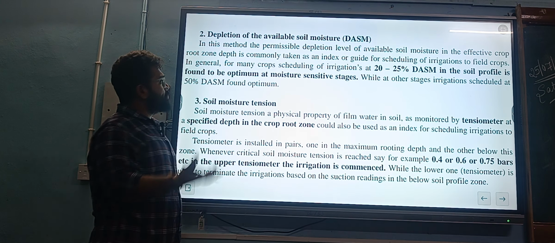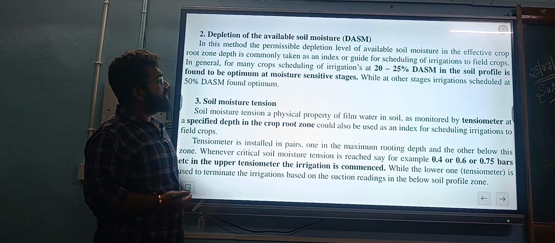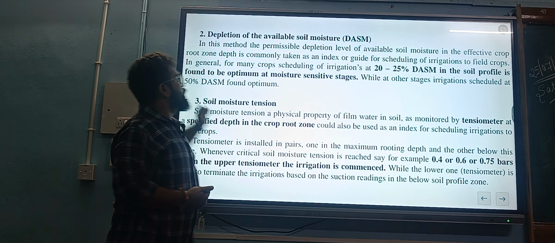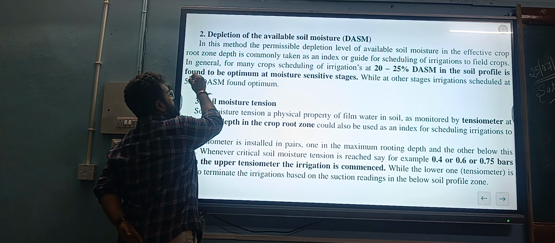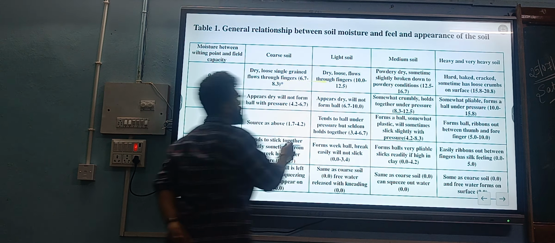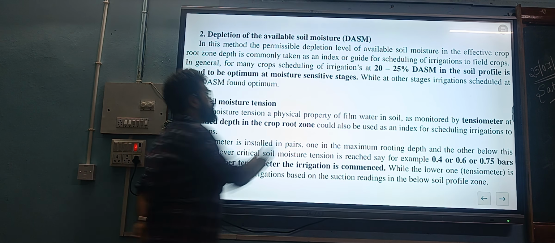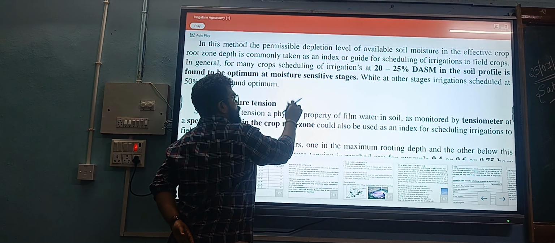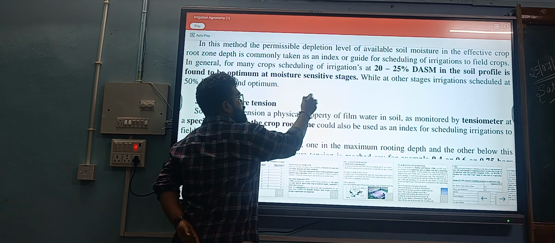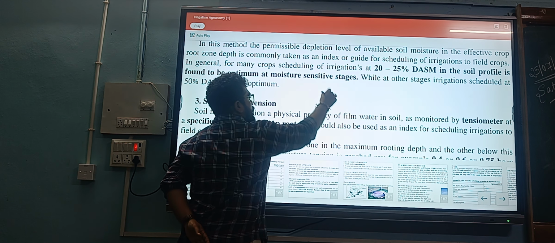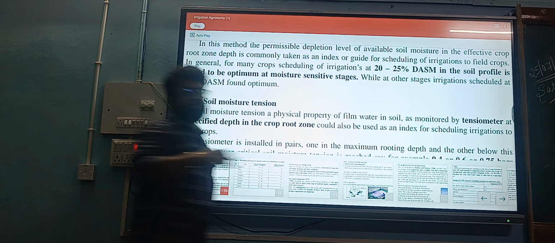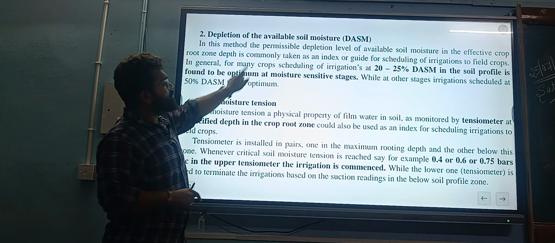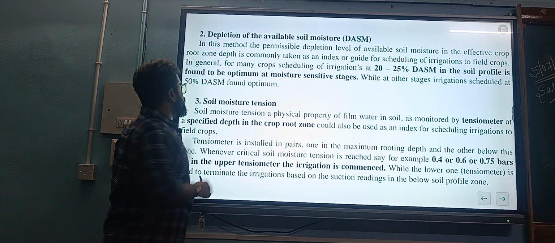So the next is depletion of available soil moisture. Generally, 20 to 25% depletion of available soil moisture in the soil is found to be optimum for the moisture sensitive stages. That means when the soil has 100% moisture content, there is no need to irrigate. If the soil has 50% moisture content and it is a sorghum crop, then under the 50% soil moisture condition you need to go for irrigation. So based on the depletion of available soil moisture, you can go for irrigation.